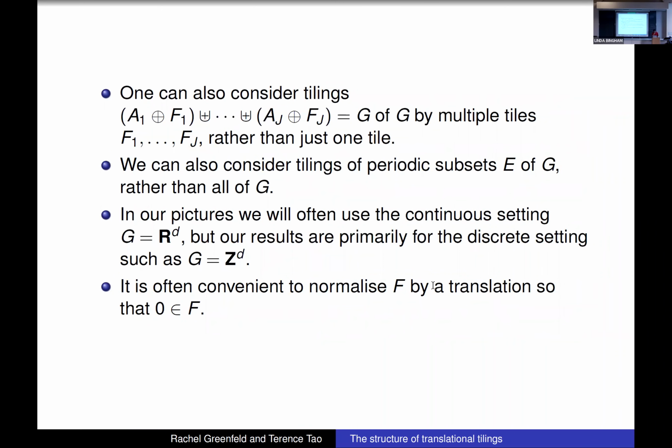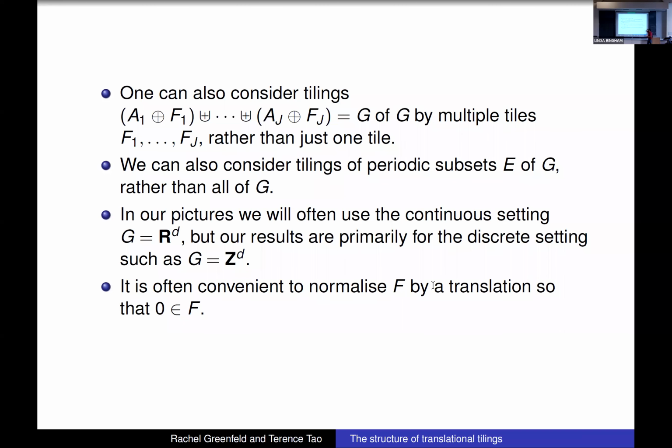Just a couple side remarks. So those are tilings by one tile. You could also tile by multiple tiles. If you have J tiles, F1 to Fj, you can try to partition G into some translates of F1, some translates of F2, and some translates of Fj. And that's a tiling by many sets. You don't necessarily have to tile the whole group. You can also tile subsets of the group, such as periodic subsets of your big group.